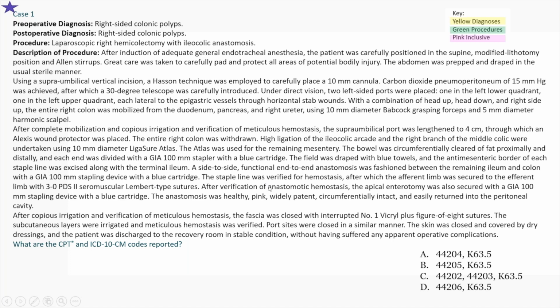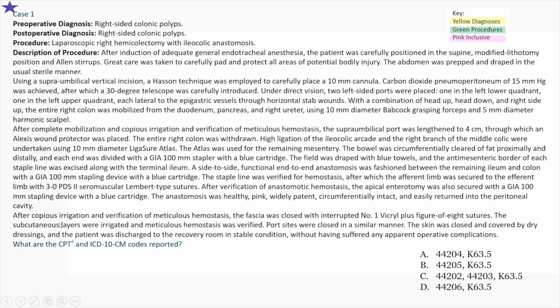The staple line was verified for hemostasis, after which the efferent limb was secured to the afferent limb with 3-0 PDS seromuscular Lembert type sutures. After verification of anastomotic hemostasis, the apical enterotomy was also secured with a GIA 100 millimeter stapling device with a blue cartridge. The anastomosis was healthy, pink, widely patent, circumferentially intact, and easily returned into the peritoneal cavity.